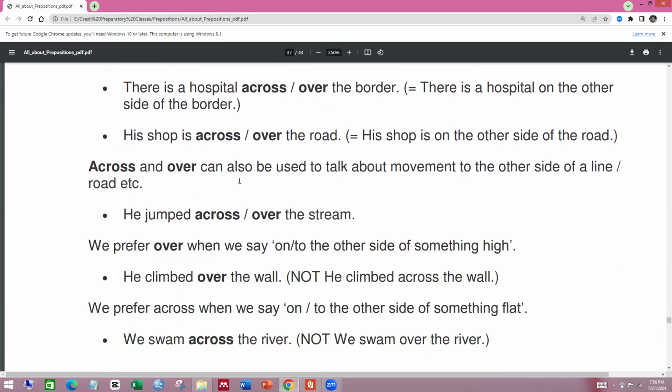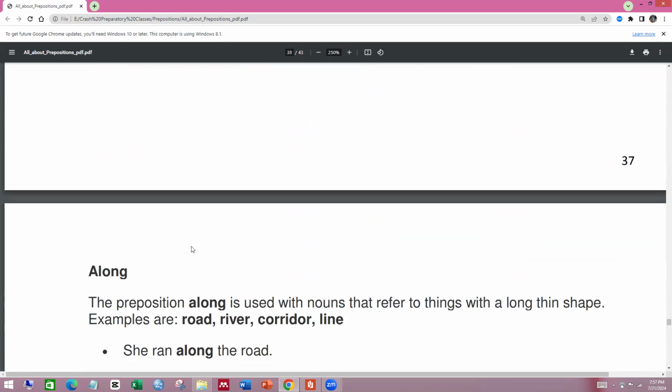Across and over can also be used to talk about movement to the other side of a line or road. He jumped across or over the stream. We prefer over when we say on or to the other side of something high. He climbed over the wall, not he climbed across the wall. We prefer across when we say on or to the other side of something flat. We swam across the river, not we swam over the river. ठीक है. मतलब किसी भी चीज में सीधा घुस जाना या उसके ऊपर चलना, it's like that, where we need to use cross.